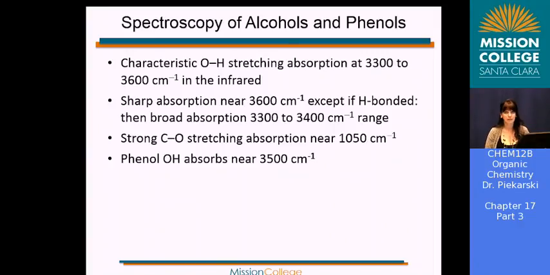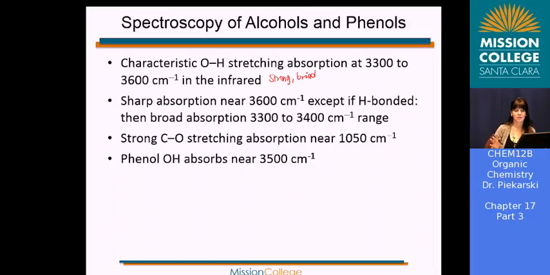I wanted to review briefly over spectroscopy of alcohols and phenols. Remember that there's a characteristic OH stretch for an alcohol around 3,300 to 3,600 wave numbers. It's strong, it's broad, it's really obvious if you have an alcohol or not, okay, in the IR. So that's the first thing I look at when I do spectroscopy: is there a broad band in my IR at that 3,000 wave number? If it is, it's either an alcohol or an amine. If it's very strong, definitely an alcohol.